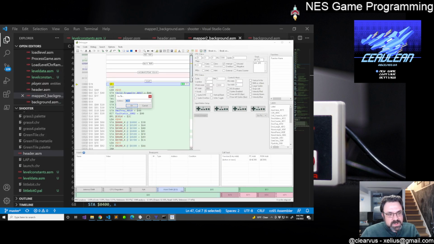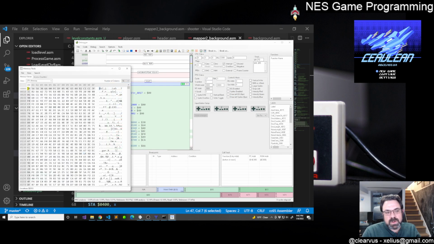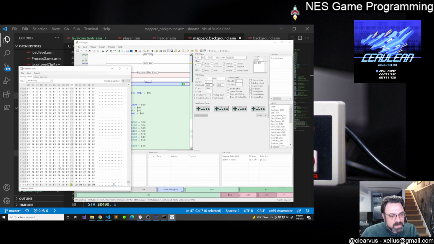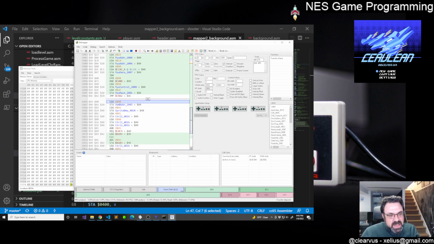And if we go to FFFA, well, actually, let's do that in the memory viewer. You can see that we have 6 bytes here that aren't FF. We have C0A5, C000, and 0000. So the first one is the NMI. If we go to C0A5, this is our NMI code.